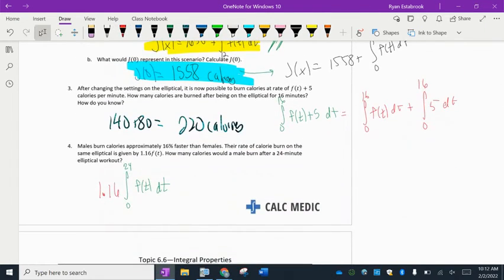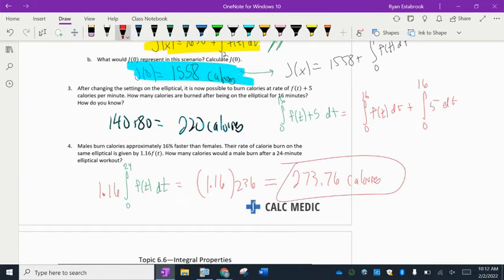which was 236, I believe, times 1.16. You're probably going to want to go to your calculator for that. 273.76. So number 4 is a little more straightforward with the calculations. We're just increasing what Callie's would have been, increasing it by 16%. So we multiplied it by 1.16.